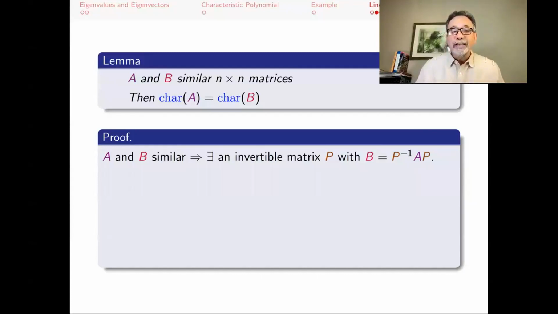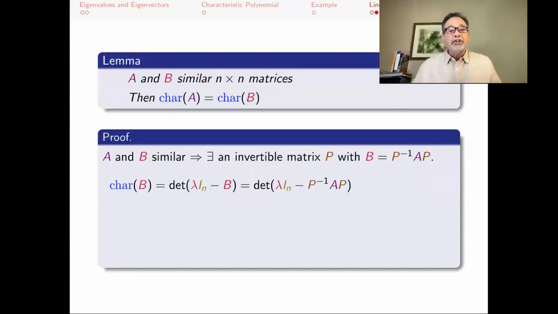And now I want to find the characteristic polynomial of B. Well, the characteristic polynomial of B, by definition, is the determinant of lambda I minus B. And B is P inverse AP. So I'm finding the determinant of lambda I minus P inverse AP. Both of these are n by n matrices, so I can subtract them and find their determinant.